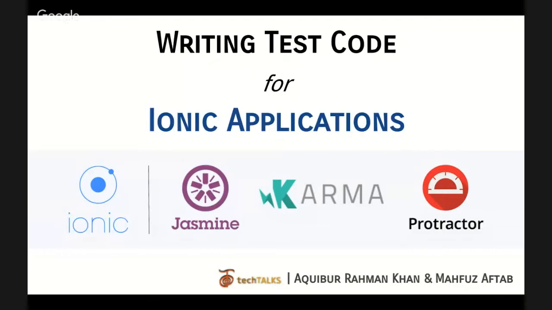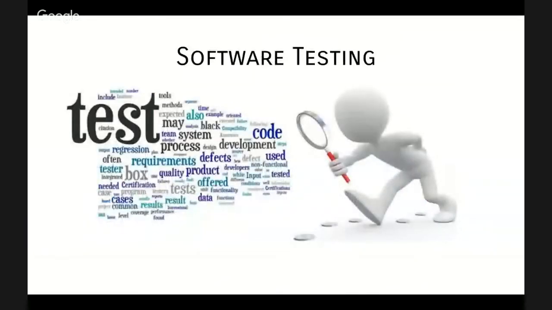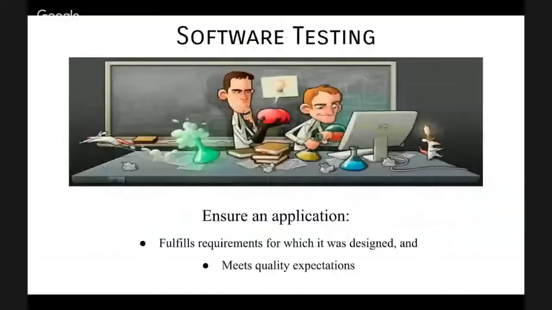Warm welcome to our Tech Talk, which is about writing test code for Ionic applications. We're going to talk mainly about software testing. So, software testing is a process used to identify the correctness, completeness, and quality of developed software. Or, in simple words, it is an activity to check that the software system is defect free. It also ensures that your application fulfills all requirements that it was designed to fulfill and meet quality expectations.